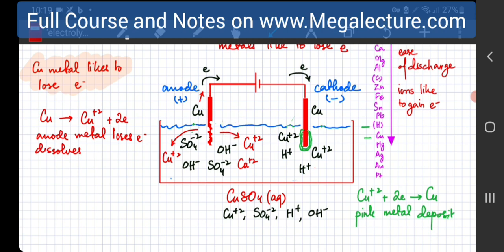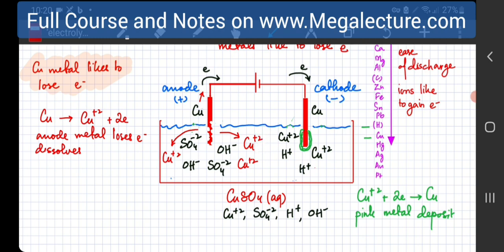So I've got my two equations. On one side, you've got the copper ions, the positive ions, getting attracted to the negative cathode and gaining electrons, and copper metal is depositing. So copper metal is getting formed. And at your anode, the metallic copper that the anode is made up of is losing electrons and turning into ions. And so it's dissolving, so more copper ions are getting produced.